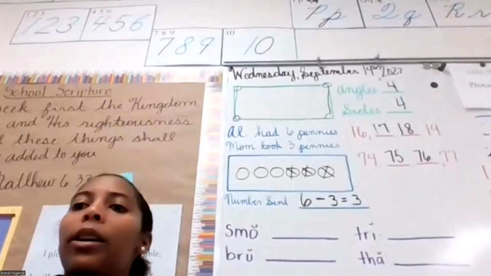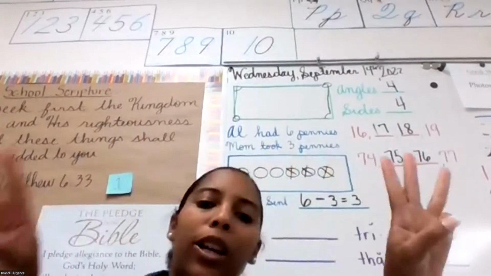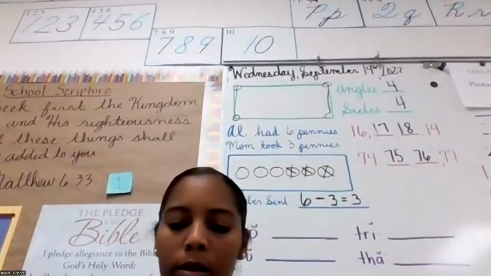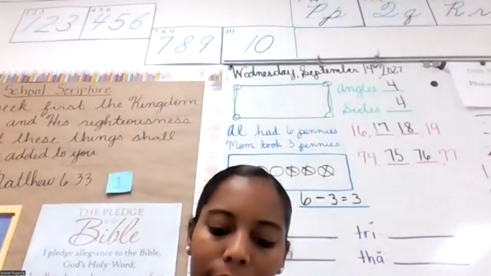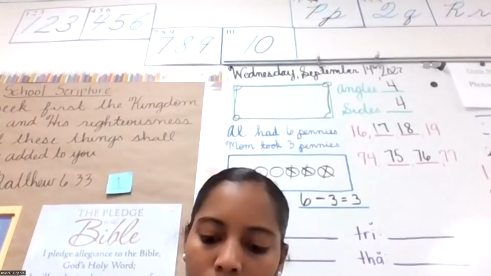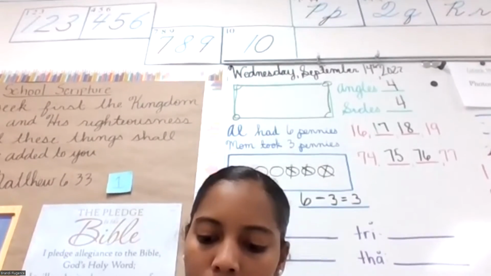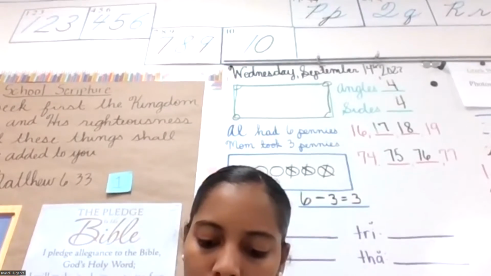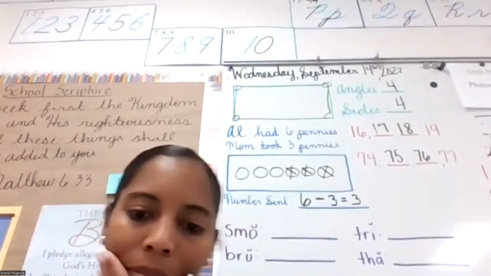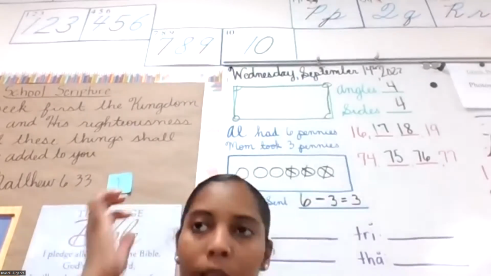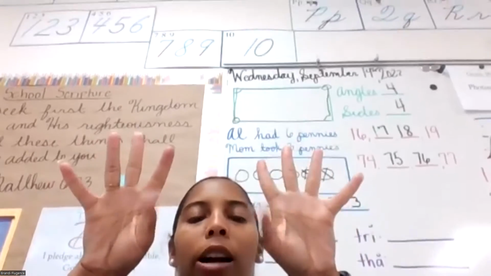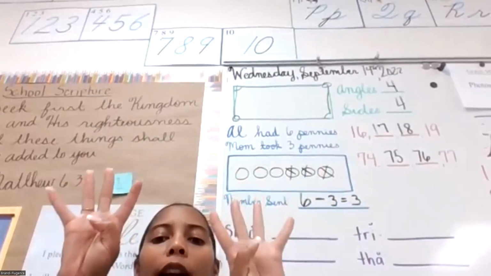All right, next one, 3 and 3. 3 plus 3, so I have 3. I'm adding 3 more. What is 3 plus 3? Braylee? 6. Next one, 4 and 4. What is 4 plus 4? What will that equal? 4 and 4, Asa? 8.